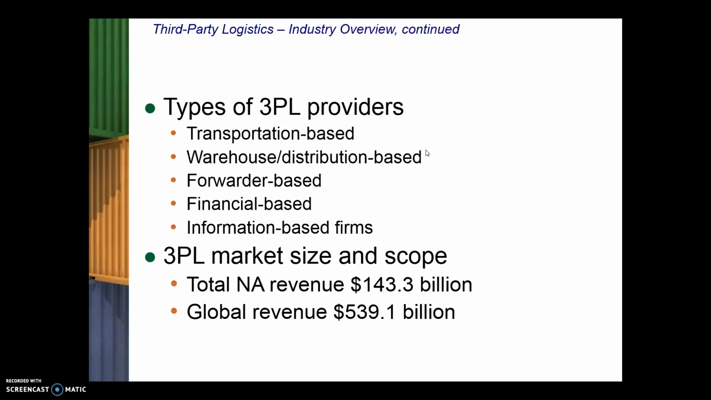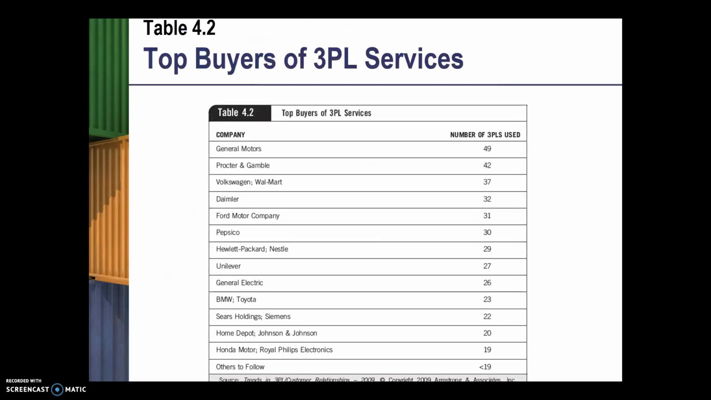There's different types of 3PL providers listed here, like your transportation, your warehouse, information-based firms, and this was as of 2013 the total NA and global revenues. And you could probably, if you want to go online, you can find some more updated figures. As I say, this was circa 2013. So you may want to go online and see if you can find information from 2017 or even 16. Sometimes the years are released backwards. So you might want to just see what you can find. And you can share that with the class if you would like.